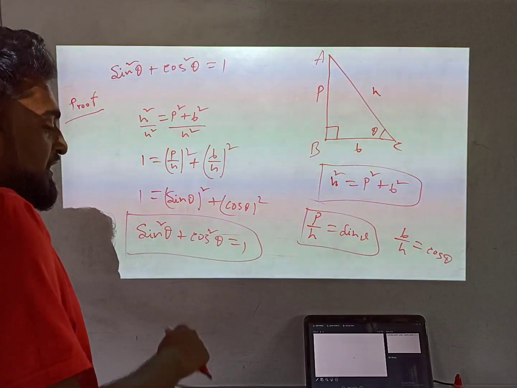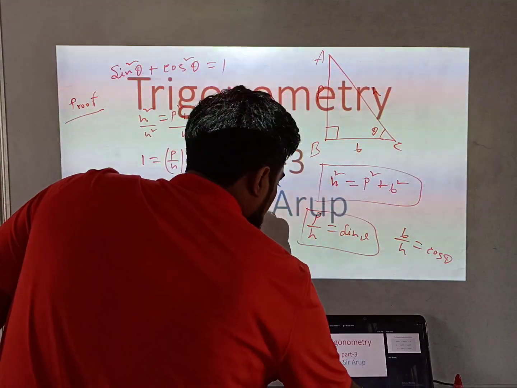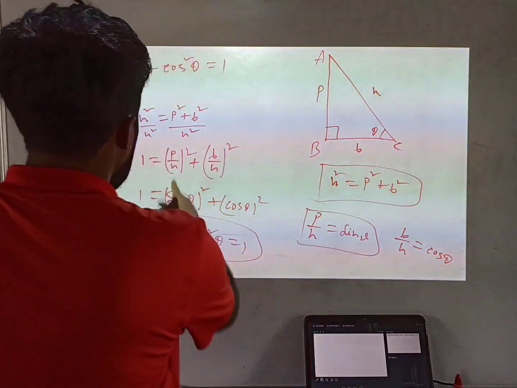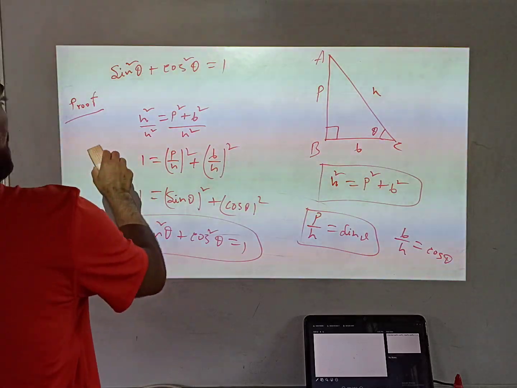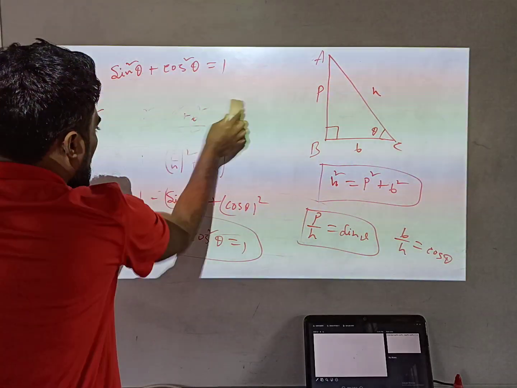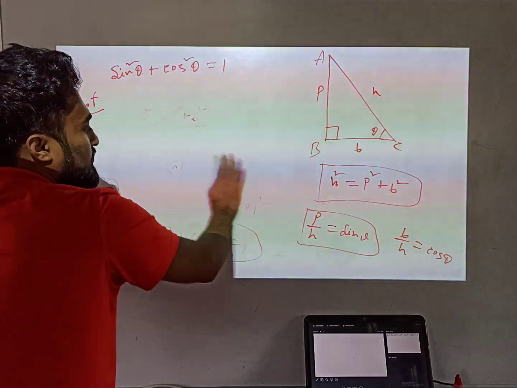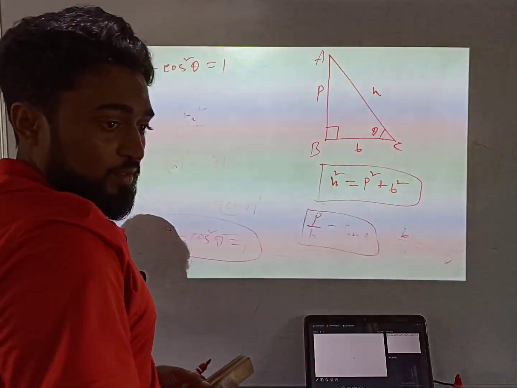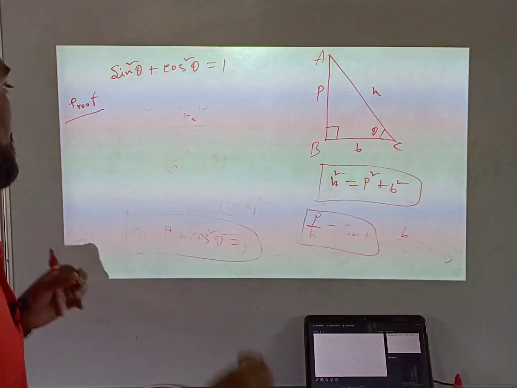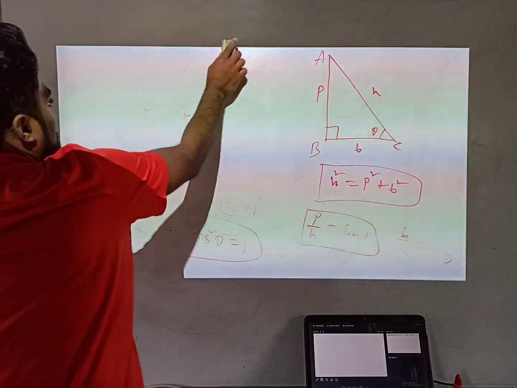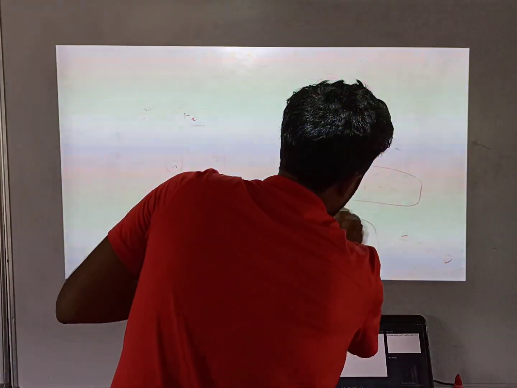Okay, let's prove the second one. What was the second? If you want to write this, then you pause the video and note it down. Now we'll prove the next theorem. What is the next theorem? The next theorem is that sec square minus tan square equals to 1.